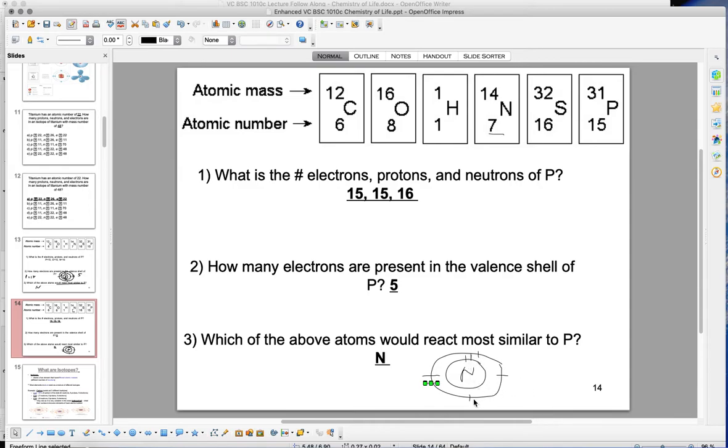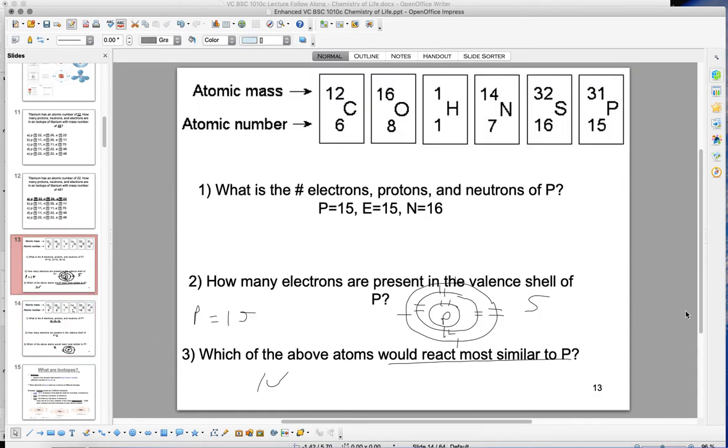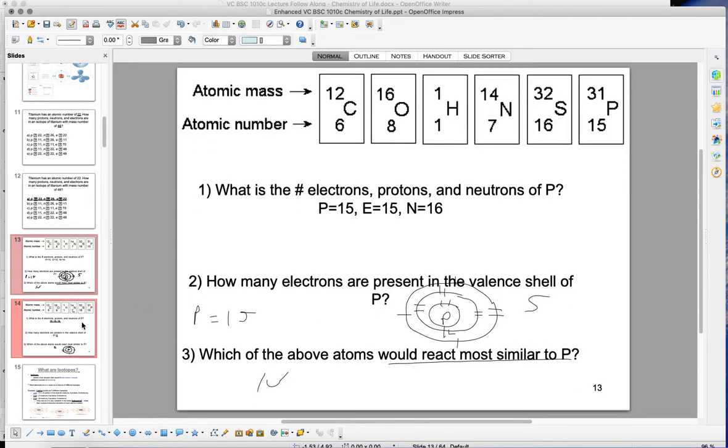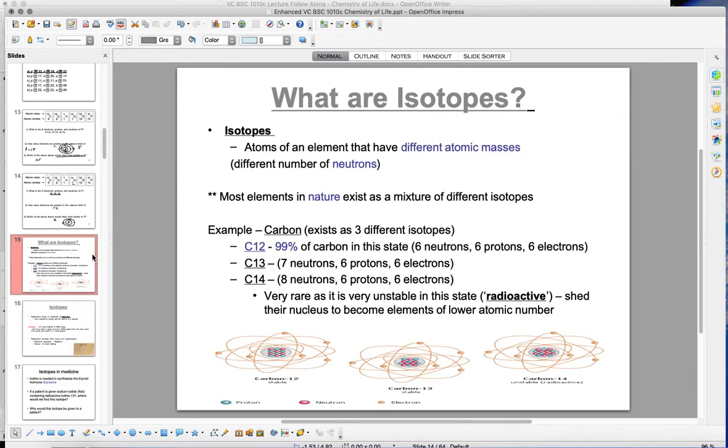1, 2, 3, 4, 5, 6, 7. And that would give it 5 in its outer shell, which was the same as we had with phosphorus. So that's why they're going to react most similar to phosphorus. All right, so that's jumping ahead a little bit, but it's okay because we're going to get there in a second.